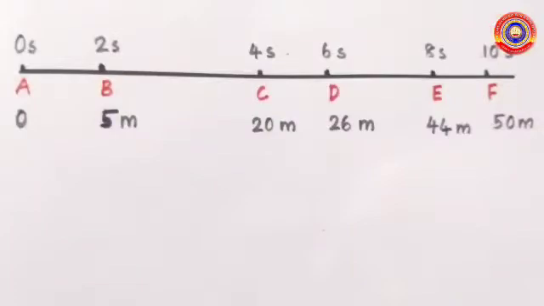Here is the figure which shows the distance travelled by a car at different times as given earlier. It travelled 5 meters to reach B from A, and the time taken is 2 seconds. Within the next 2 seconds, the car reached C from B and travelled a distance of 15 meters. When it finally reached F in 10 seconds, the car had travelled 50 meters. Let's find the speed in each 2 seconds.